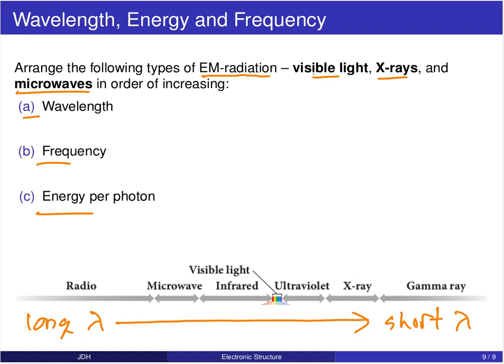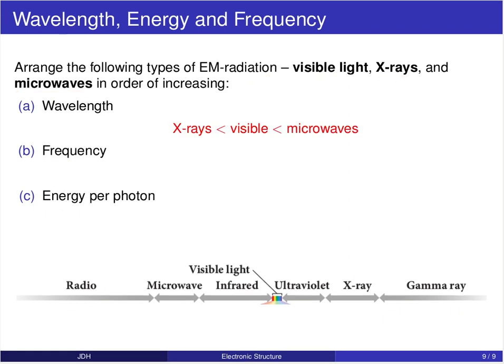So we come over here and say, well, which one of these, visible, X-ray, or microwaves, has the shortest wavelength? And well, of course, it's going to be that form of radiation that's the furthest to the right. So our X-rays are going to have the shortest wavelength, followed next by visible light. And remember that little sliver of the EM spectrum right here. And then finally, microwaves is even further to the left.